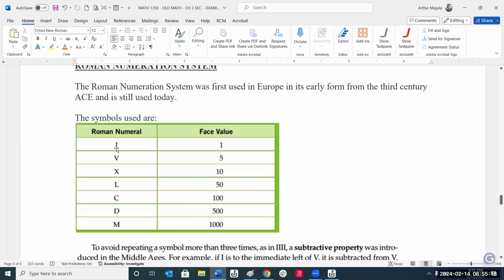So the letter I represents one. The V is 5, X is 10, L is 50, C is 100, century. Like a centurion, the guard, he's in charge of 100 soldiers. Century is 100 years. D is 500. M for millennia is 1,000.